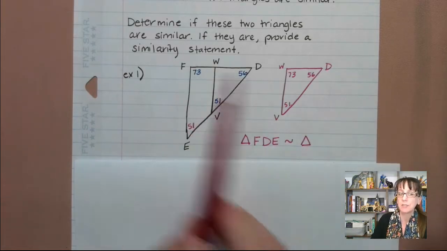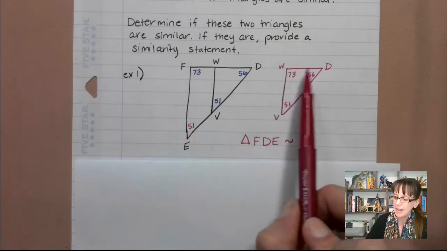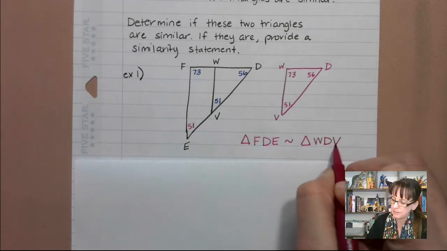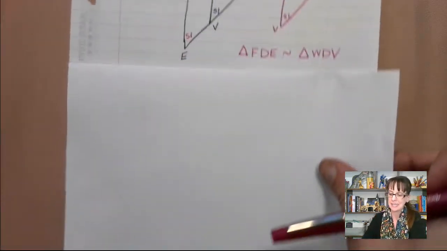And this is when it does matter, because I went in this direction, I have to do the same: WDV. And there you go. There is your similarity statement. Let's take a look at our next example.